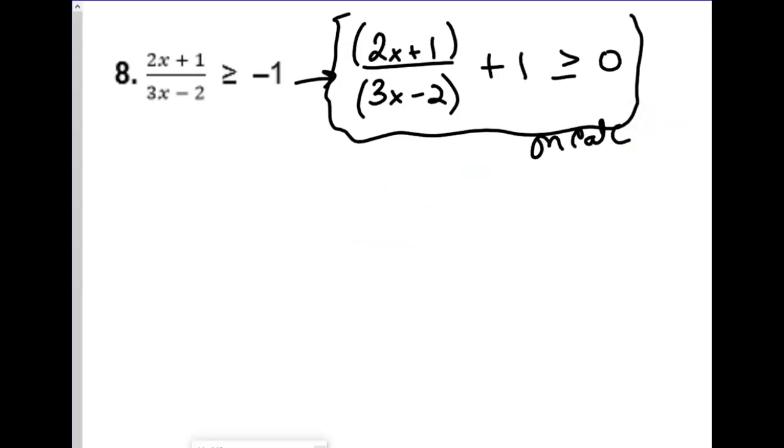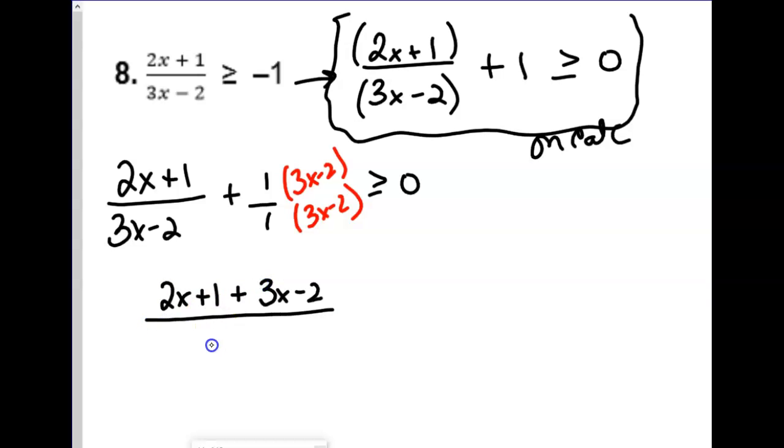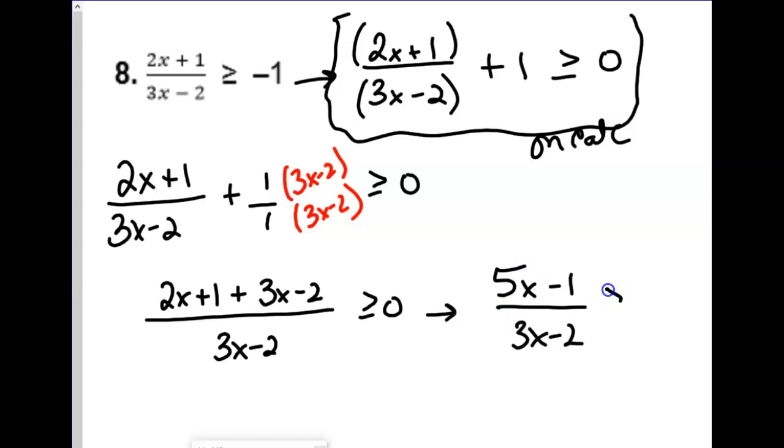All right, I am going to work on getting us common denominators. That's not too bad. We just need a 3x minus 2, right? All right, so let's see here. I was going to take a shortcut, but I think this is not a good moment to take a shortcut, so I'm not going to. (5x minus 1) over 3x minus 2 is greater than or equal to 0.